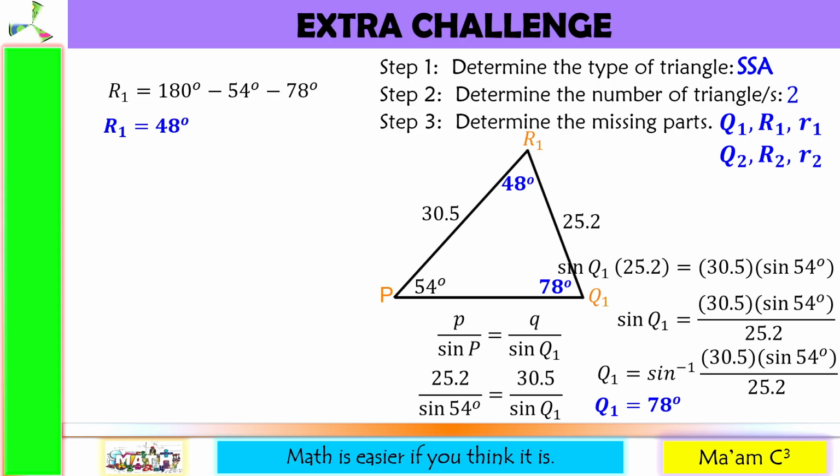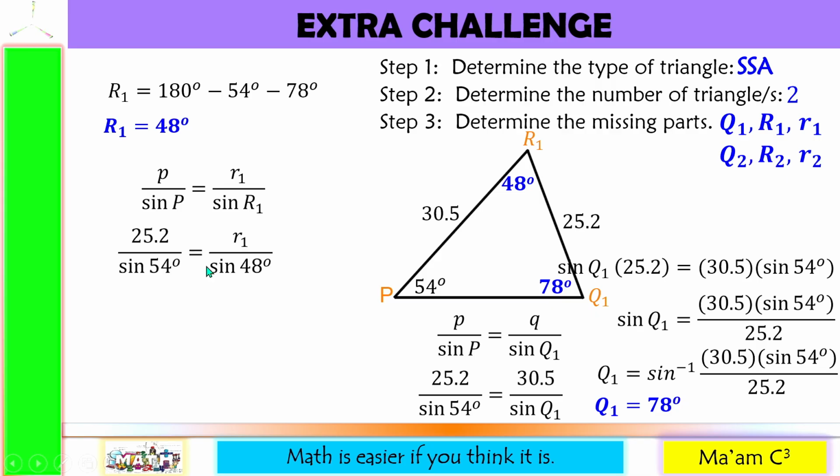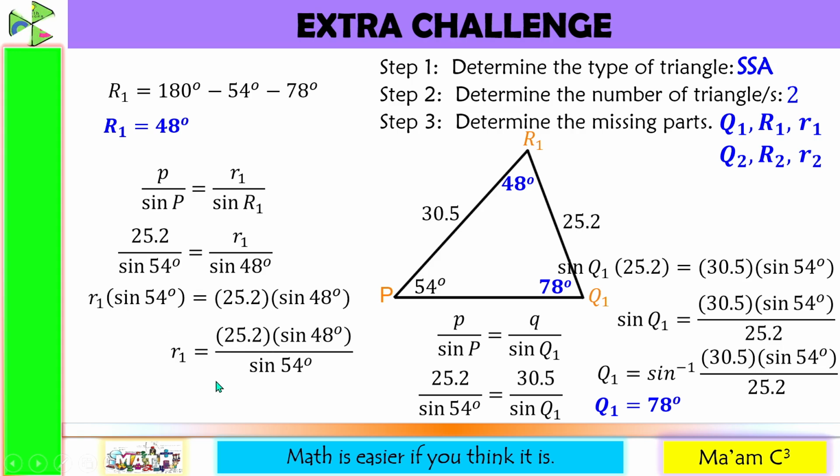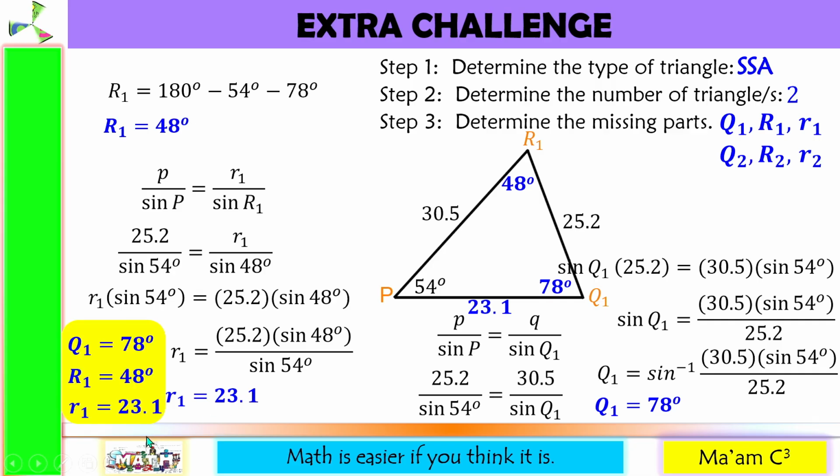So I'm going to use p over sine P is equal to r over sine R sub 1. Substituting what we have here, cross multiplication, I need r sub 1, so I'm going to divide everything by sine 54 degrees. Compute this using your scientific calculator. This should be equal to 23.1, to the nearest tenths, because the given side is to the nearest tenths. So I will label this as 23.1. Let me enumerate the parts that we solved in this triangle: angle Q1, angle R1, and side r1. Let us continue.